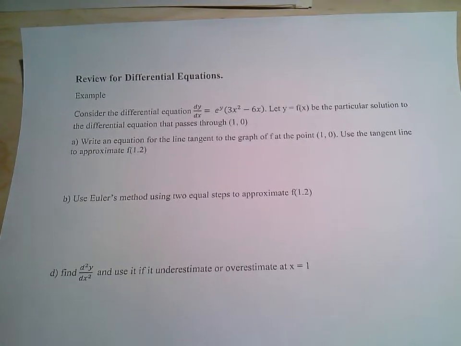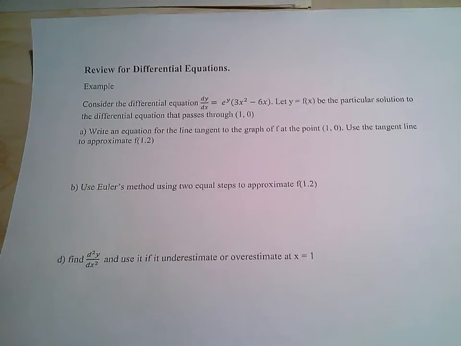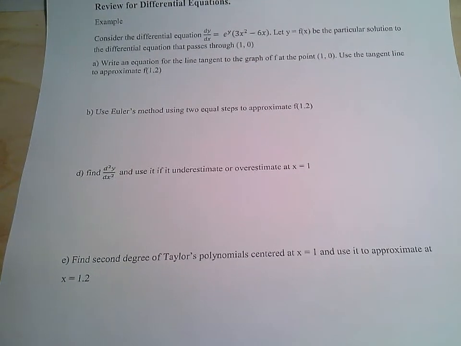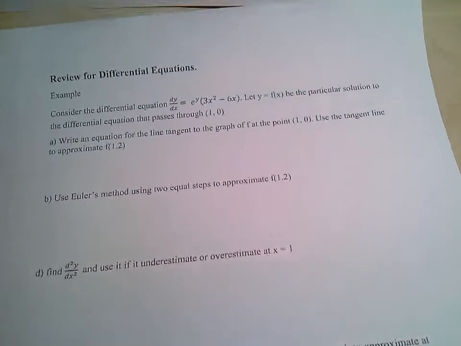So I just made a problem. Consider the differential equation dy over dx equals e to the y times 3x squared minus 6x. Let y equals f of x be a particular solution to the differential equation passing through the point (1, 0). Part A: write the equation of the line tangent at x equals 1 and use it to approximate f of 1.2. Part B: you have to use Euler's method. Part C: you have to find the second derivative. Part D: using C and the first derivative, find the Taylor polynomial centered at x equals 1, and the last one is to find the particular solution.